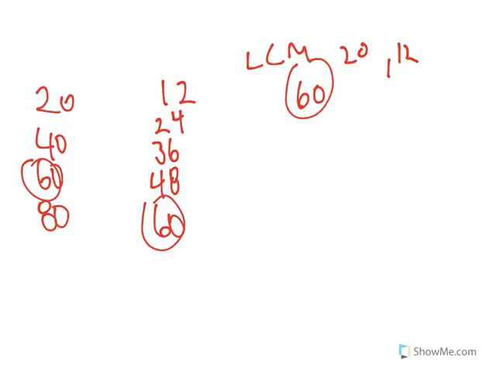And that's a really important number because that's what we're going to use later on in fractions for the lowest common denominator.